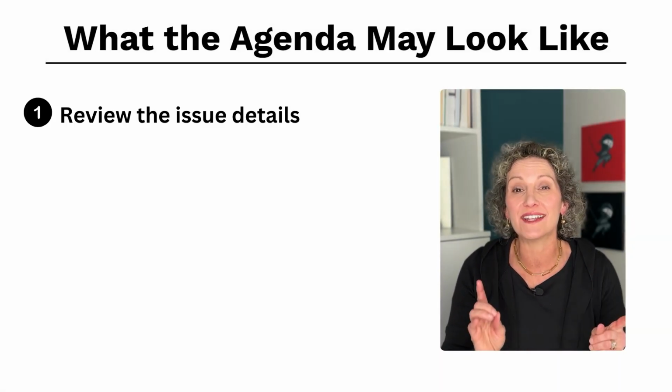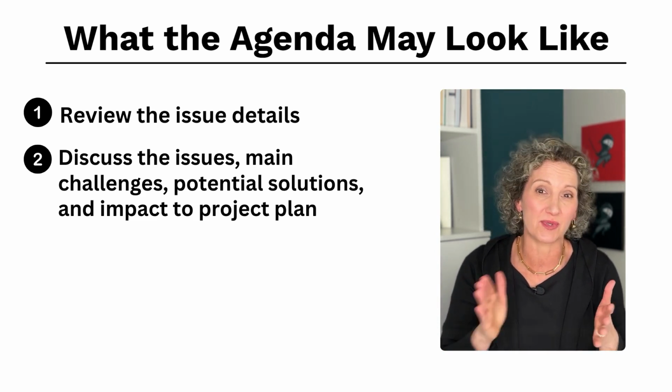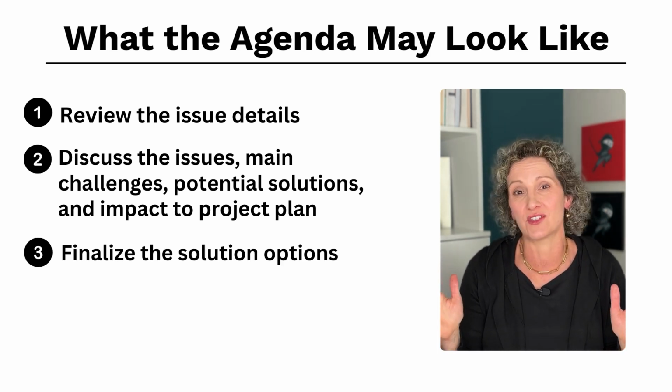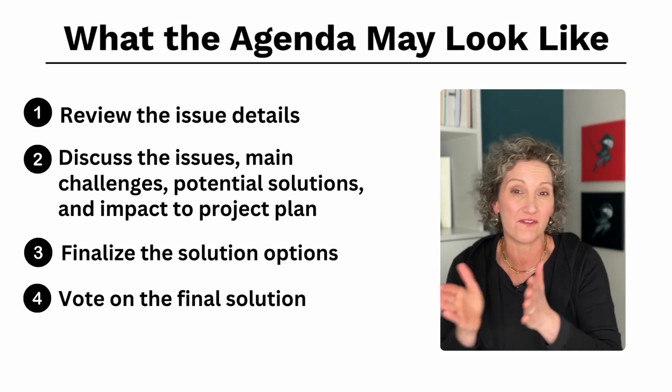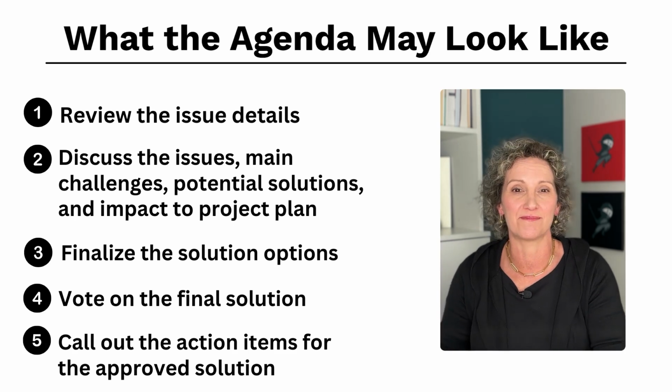When thinking of your discussion points for the agenda, I place them in order of importance. Okay, so let's say there's a weekly standard meeting. It's going to be discussing an issue that's popped up and we need to have a brainstorming resolution session around it. My agenda may look like this. 1, review the issue details. 2, discuss the issues, main challenges, potential solutions, and impact to project plan. Number 3, finalize the solution options. Number 4, vote on the final solution. And 5, call out the action items for the approved solution.